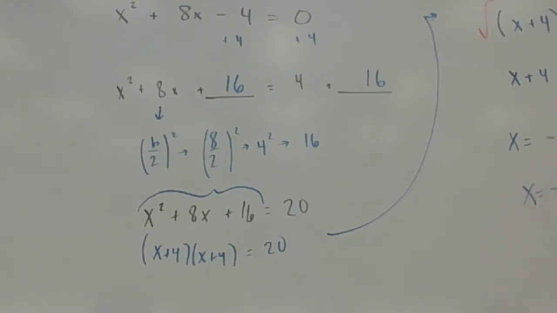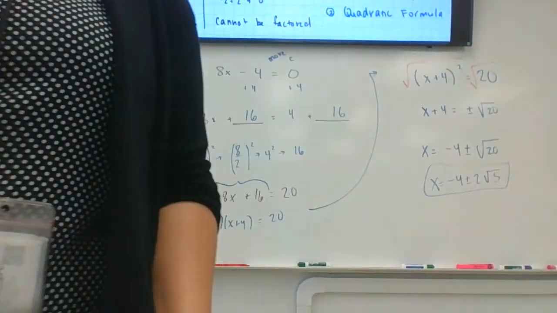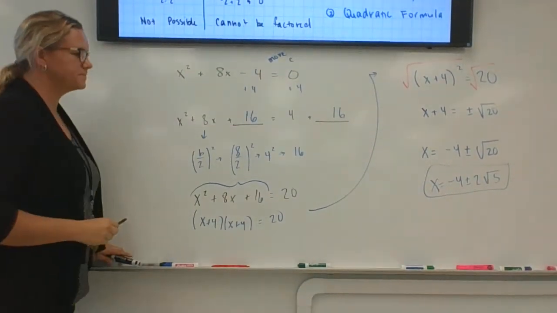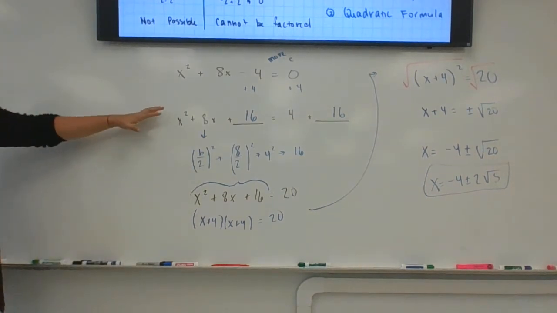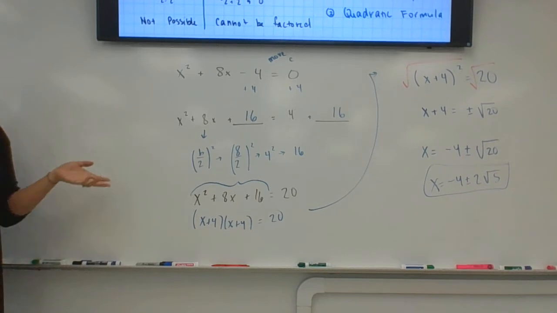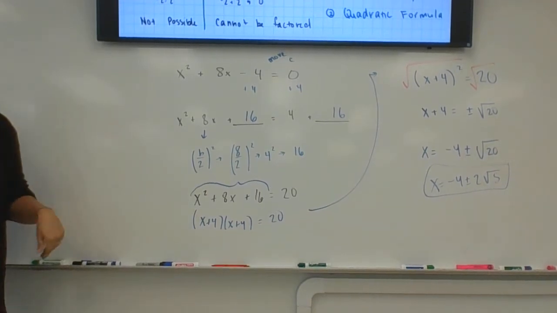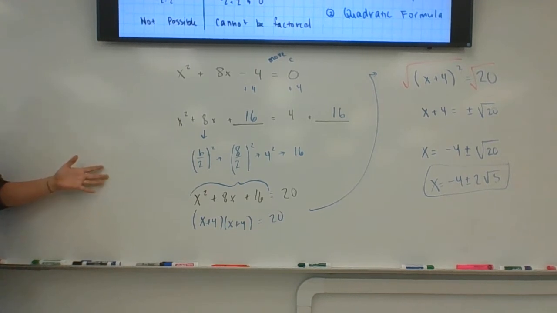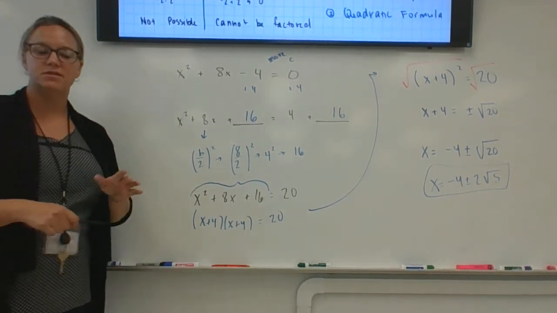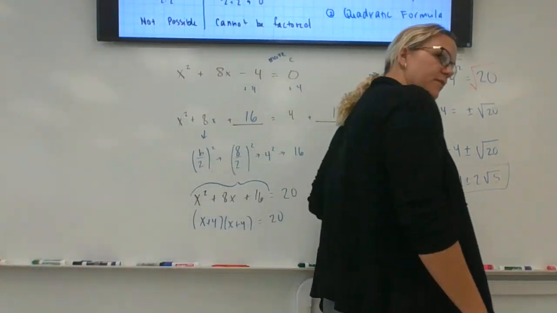So this is called completing the square. Today we're only going to do two steps of it. I'm not going to ask you to recreate anything. Tomorrow we'll do two more, and then you'll put it all together. But it's really cool in that it solves problems that can't be factored, which is a really big issue.